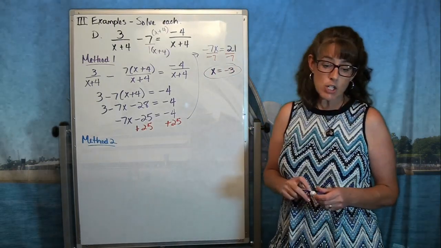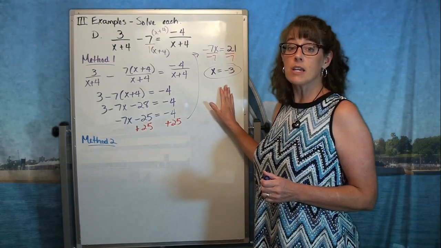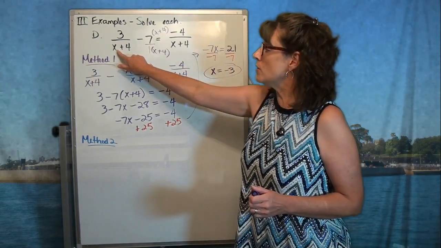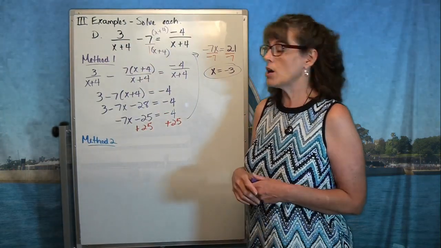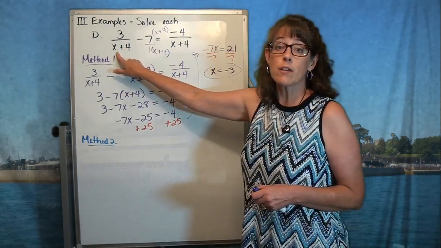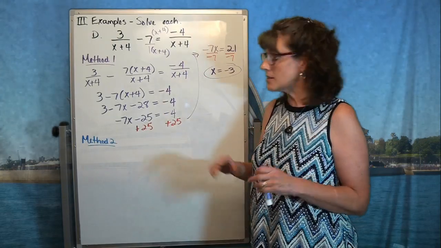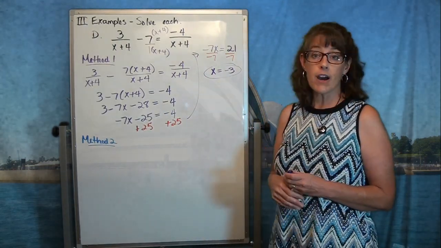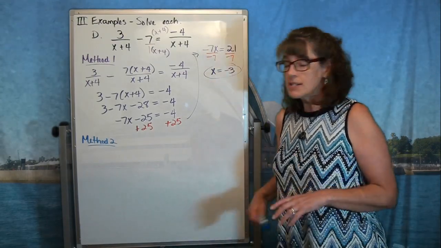And remember, I need to check and make sure, is this an extraneous root? Will this cause a 0 in the denominator? If I put the negative 3 right here, or here, either one, it's the same denominator, will it cause a 0? Well, negative 3 plus 4 is a 1. So no, it's not going to be an extraneous root. It's not going to cause a 0 in the denominator. Perfectly fine.